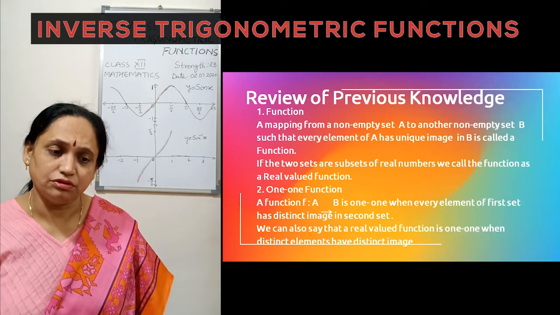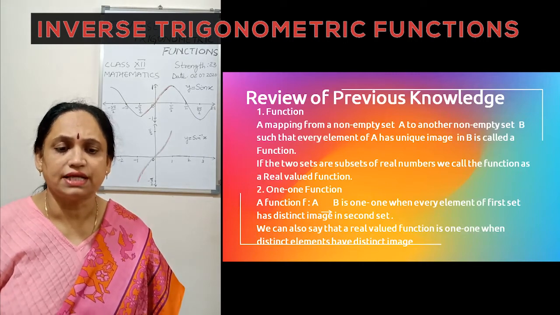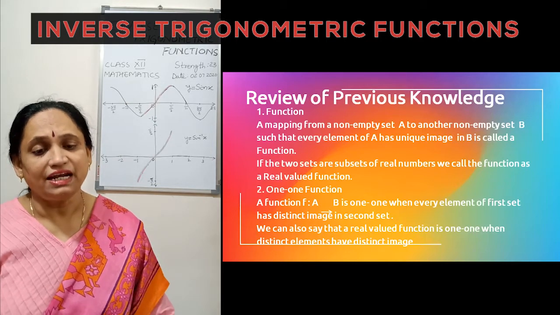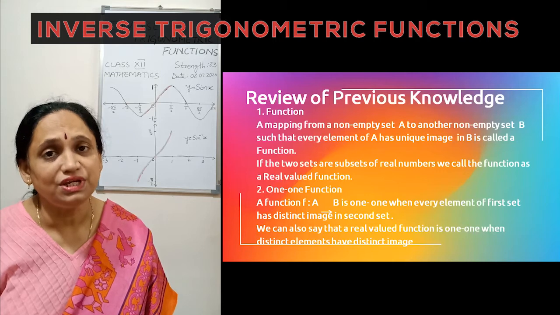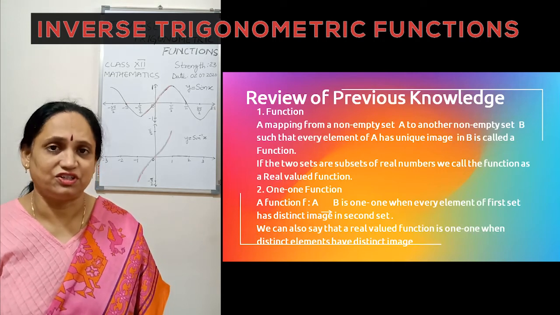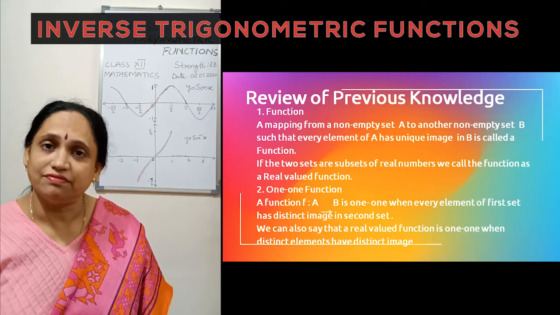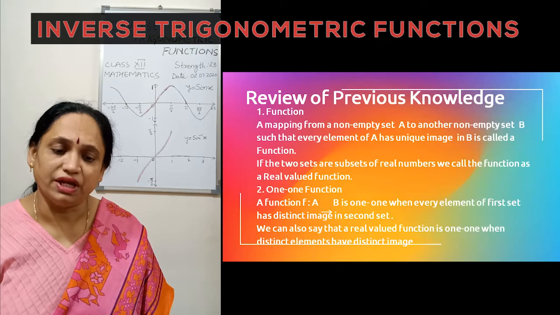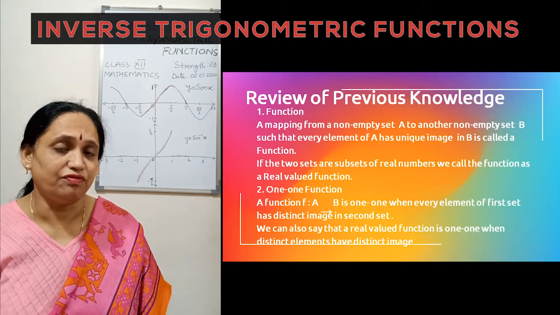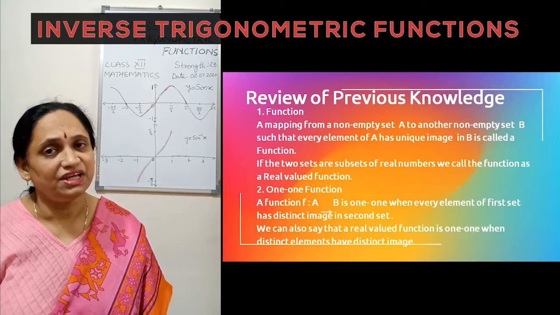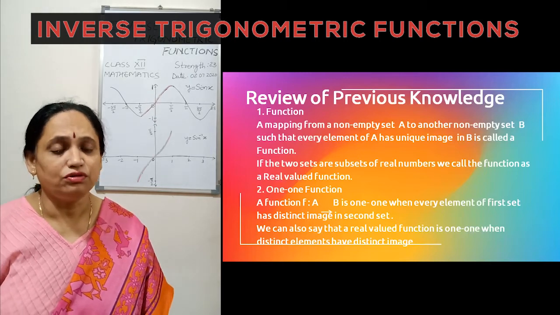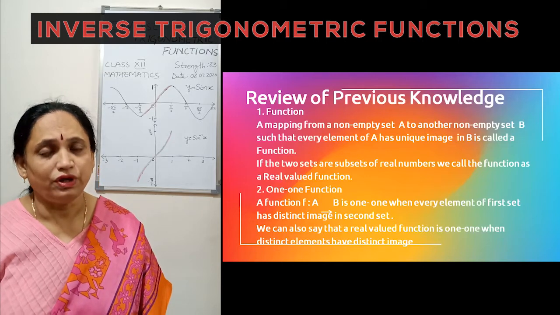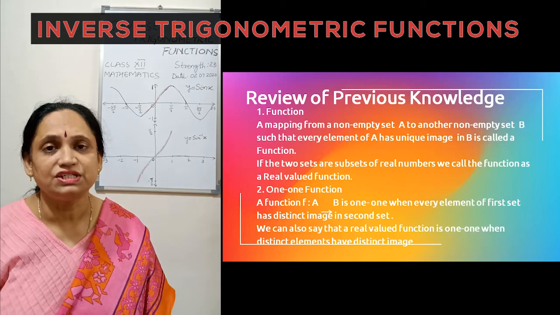Or in short, we can also say that if the two sets are subsets of real numbers, we call the functions as real valued functions, and every element of first set has a unique image. That is what we define a function as. Then what is a 1-1 function? A 1-1 function is a mapping from A to B, and every element of first set has a distinct image in the second set. We can also say that a real valued function is 1-1 when distinct elements have distinct images.